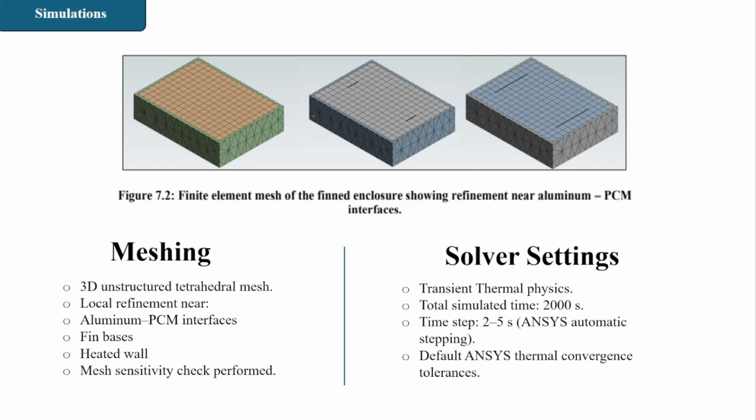I also created a mesh on the aluminum to PCM interfaces, fin bases, and heated wall. We check the mesh sensitivity so that it performs in the best way possible. On the solver settings, I was using transient thermal physics. Total simulated time was 2000 seconds, and the time step was 2 to 5 seconds, using just ANSYS automatic stepping, with the default ANSYS thermal convergence and tolerances.